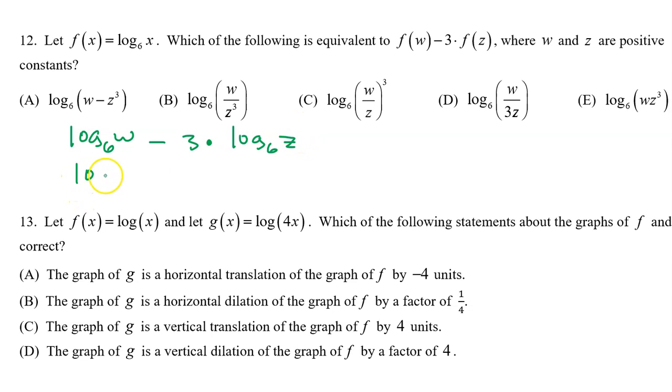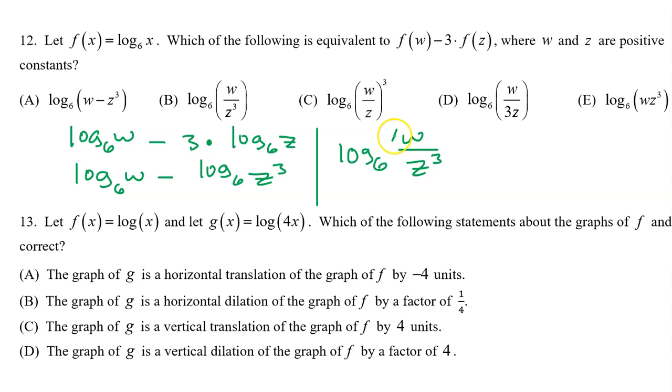So I can bring this down: log base 6 of w minus log base 6 of z to the third power. Make that 3 the exponent. Now we have learned that when you have the difference of two logs, you can condense that down to a single log. Log base 6 of, it will become a quotient. It'll be the first factor divided by the second factor. So log base 6 of w over z to the third power.